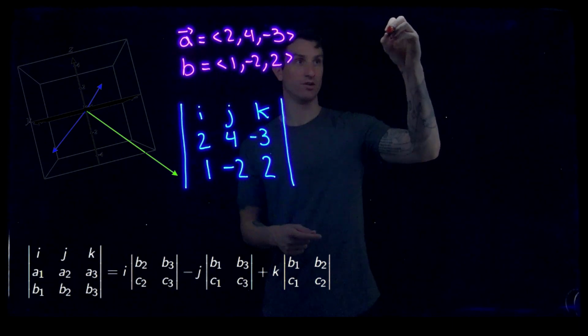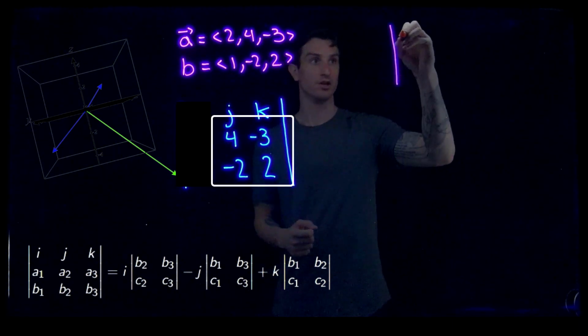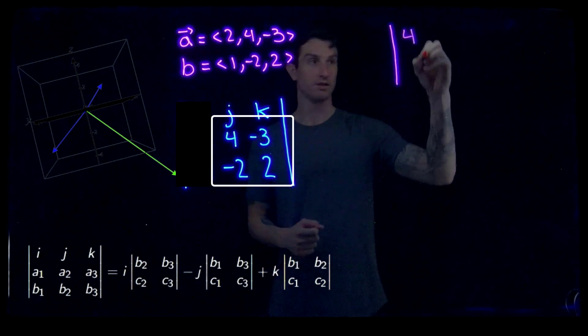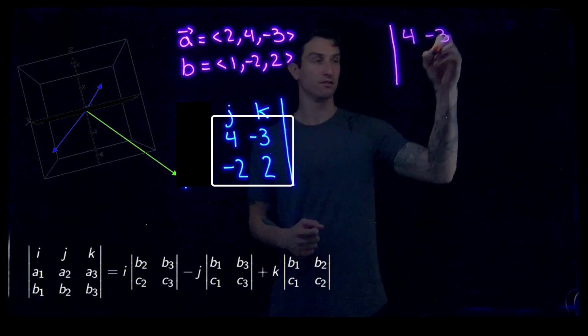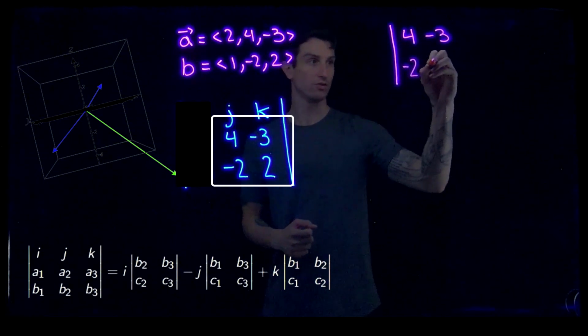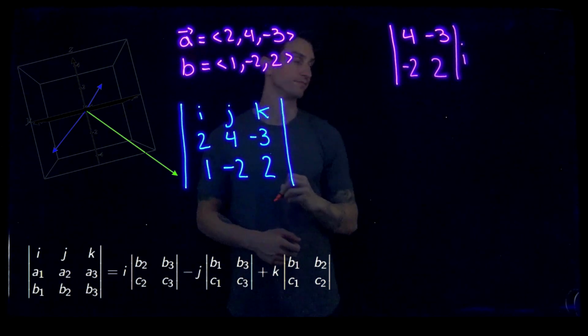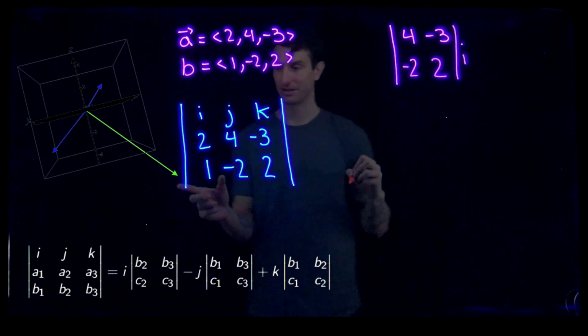We have our 2 by 2 in which we're blocking out the first column. So we have 4, negative 3, negative 2, and 2. And this is for I. Let's go ahead and write out the next one.